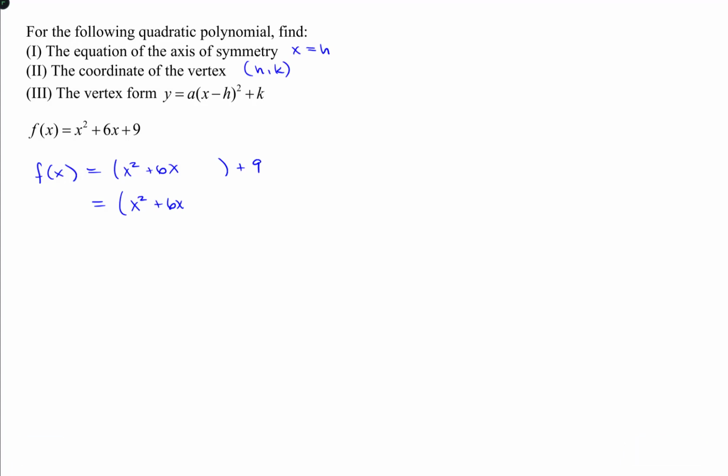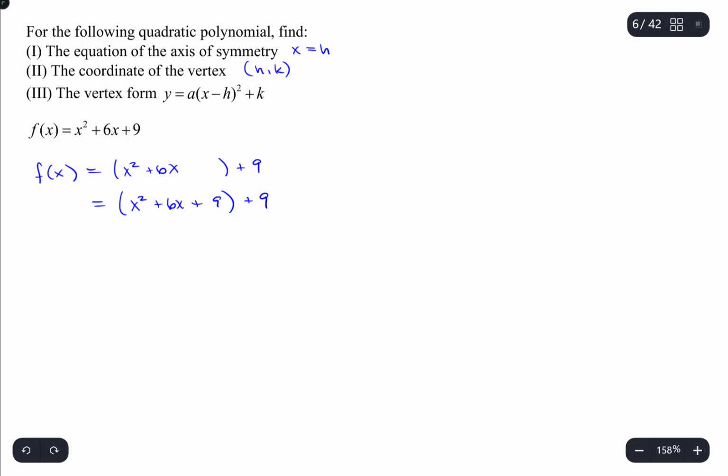So 6 over 2 is 3, and then you square that. So 3 squared is 9. So I'm going to add 9 to the inside of these parentheses. To balance everything out, since I'm only working with one side of the equation, if I add 9 here, I'm going to subtract 9 there.